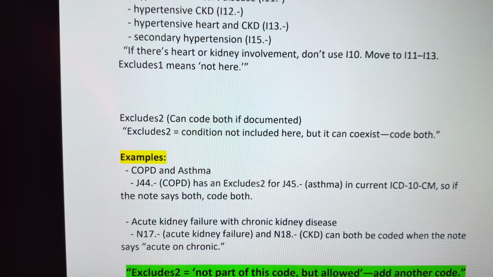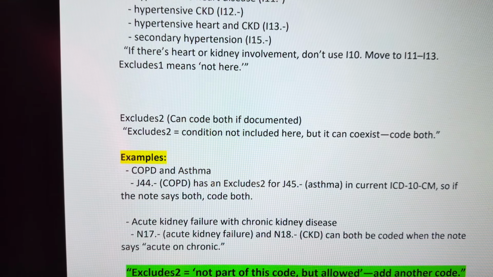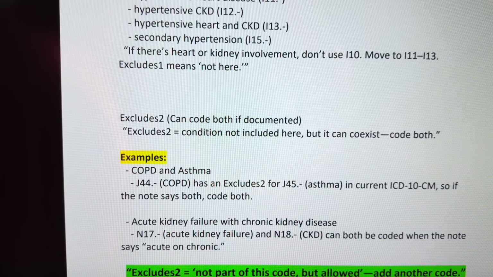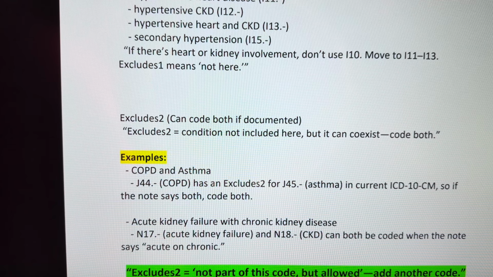Excludes1, not coded together. Excludes1 equals never, ever code these two things or codes together. We're going to pick the right family, okay? So, for example, if a patient has essential hypertension, all right? You go to the alphabetic index, you look up hypertension, and you're going to see I10. So when you go over to the tabular and you look for I10, boom, it says essential hypertension, but you'll see an Excludes1 note.